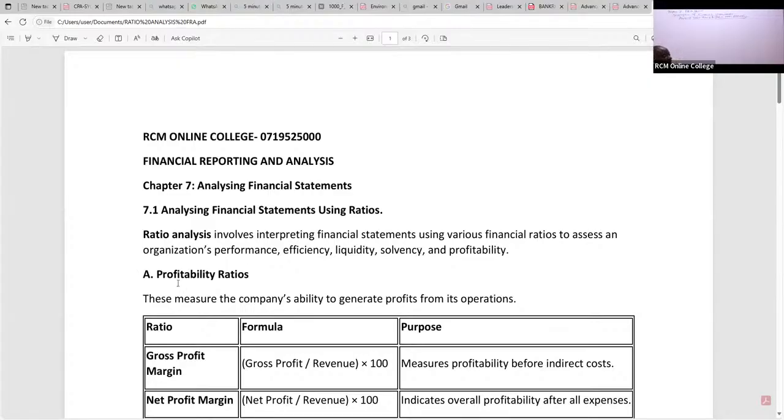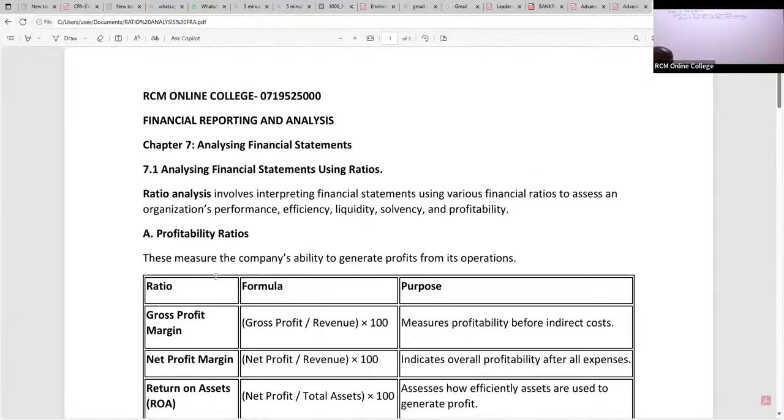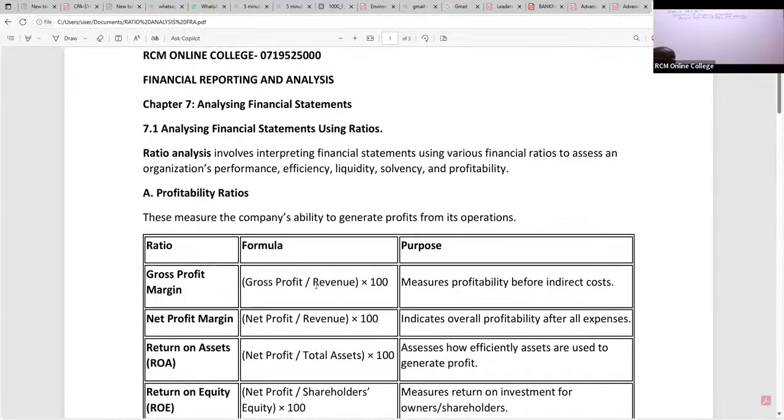So we start with the profitability ratios. So I've given you all the formulas and the purpose of each of these ratios. If it is GPM, how do we get gross profit margin? We take the entire gross profit, we divide this by revenue, change it to percentage. And this measures the profitability before any indirect costs.